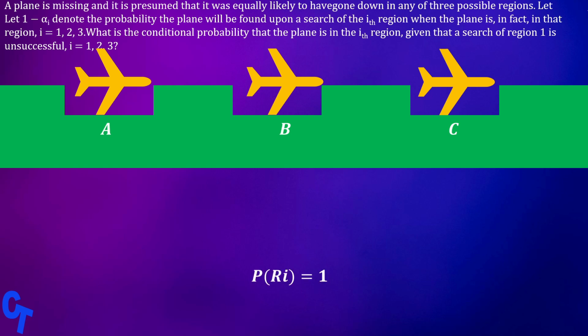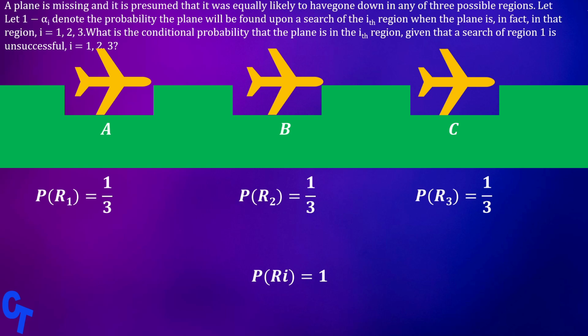What about the probability of finding the plane in region 1? If we look at the first statement, a plane is missing and it is presumed that it was equally likely. So that means the probability of finding the plane in region A is equal to the probability in region B, and also equal to the probability in region C. So we divide 1 by 3, and the probability for region A is 1/3, same for region B and region C.